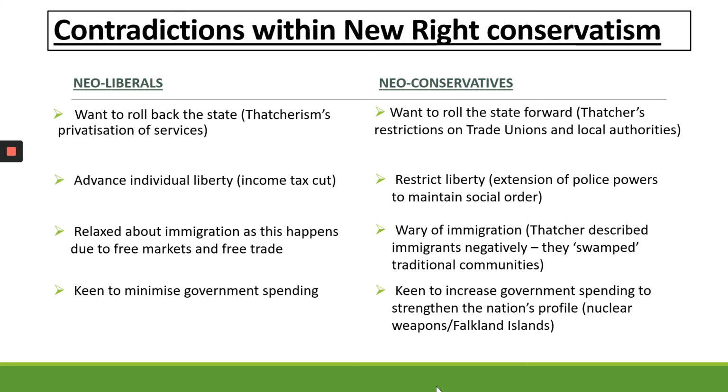Whereas neoconservatives are keen to increase government spending to strengthen the nation's profile. So spending on things like the nuclear weapons program, called Trident, and spending on the Falkland Islands. When Thatcher was in power, there was the Falklands conflict. Spending in these areas helps to strengthen the profile of the United Kingdom, and to really give it a place on the world stage.